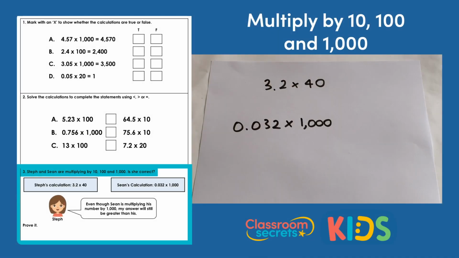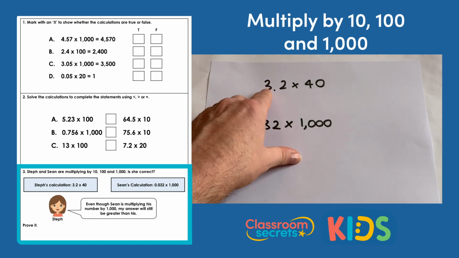Question 3 says, Steph and Sean are multiplying by 10, 100 and 1,000. Is she correct? So Steph's calculation says it's 3.2 multiplied by 40. And Sean's calculation says 0.032 multiplied by 1,000. Steph's saying even though Sean is multiplying his number by 1,000, my answer will still be greater than his. Prove it. So Steph obviously thinks she's correct there.